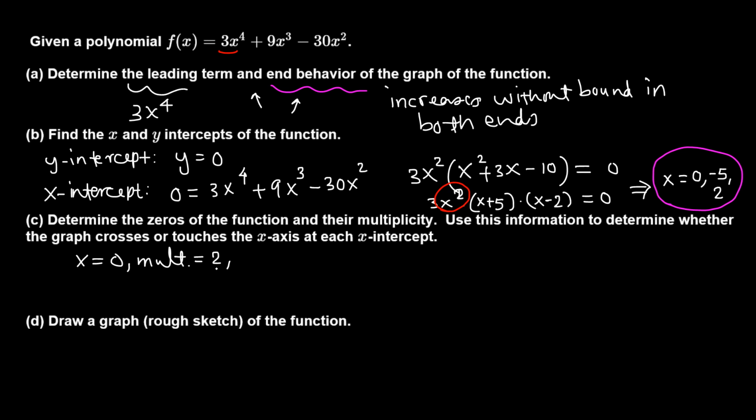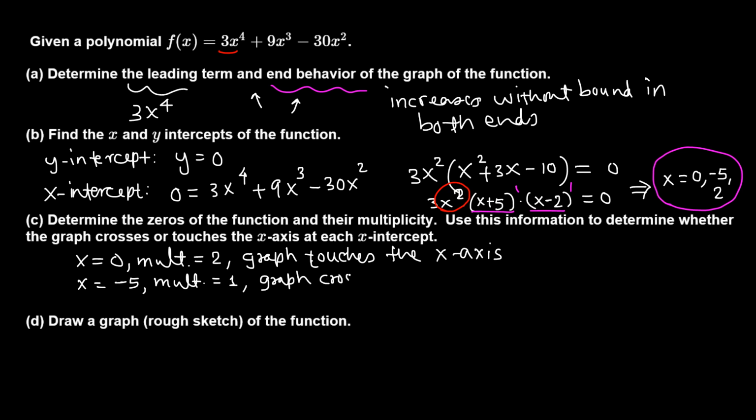When the multiplicity is even, like 2, 4, 6, then the graph just touches the x-axis. Now for negative 5, looking at these factors, there is only one, so the multiplicity is 1. So x equals negative 5, multiplicity is 1. That means the graph crosses the x-axis.